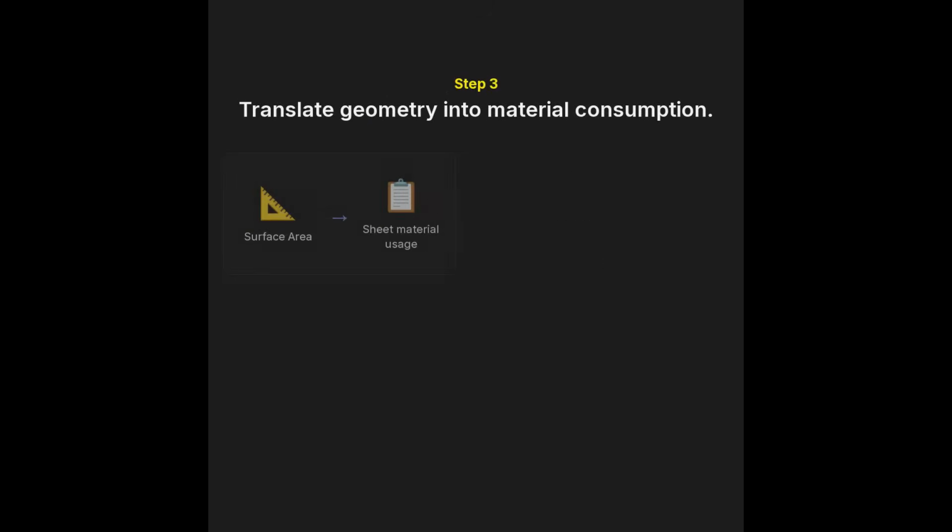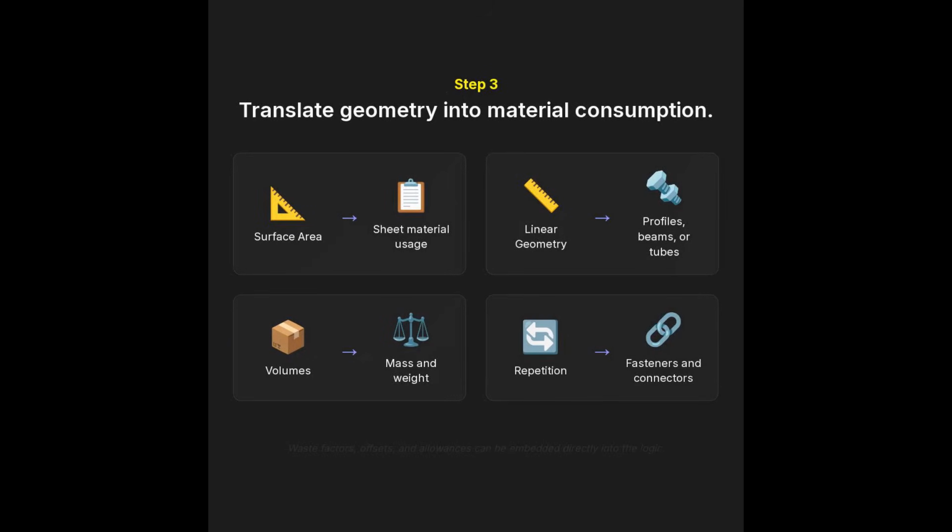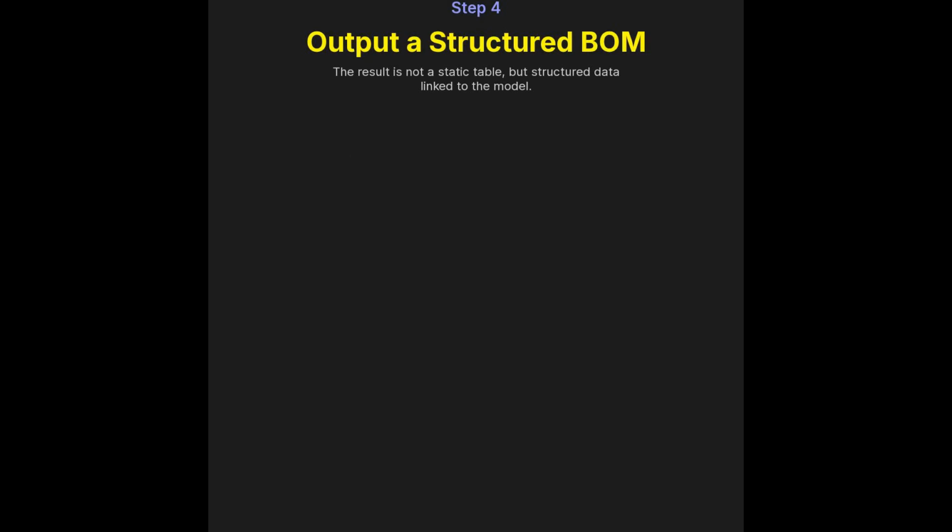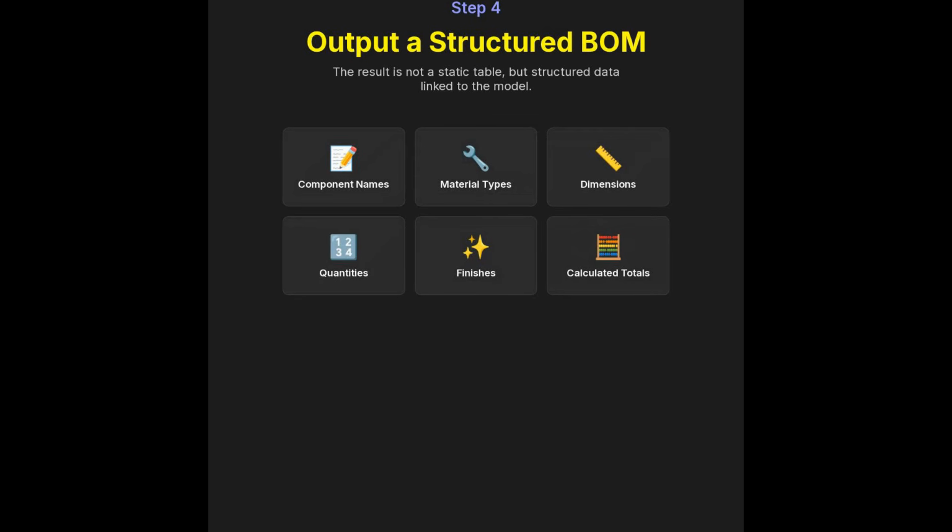Step 3. Translate geometry into material consumption. Geometric metrics are mapped to real materials: surface area, sheet material usage, linear geometry, profiles, beams or tubes, volumes, mass and weight, repetition, fasteners and connectors. Waste factors, offsets, and allowances can be embedded directly into the logic. Step 4. Output: a structured BOM. The result is not a screenshot or a static table, but structured data: component names, material types, dimensions, quantities, finishes, calculated totals. This BOM remains linked to the parametric model.